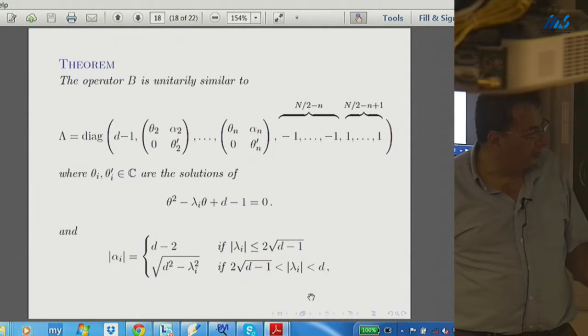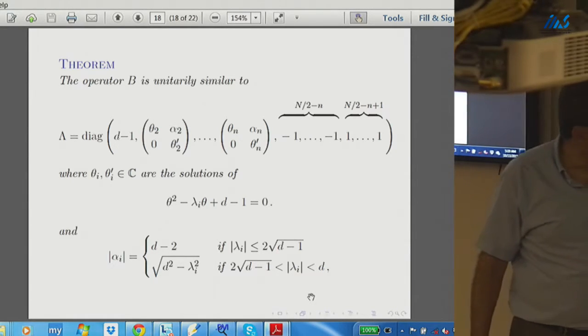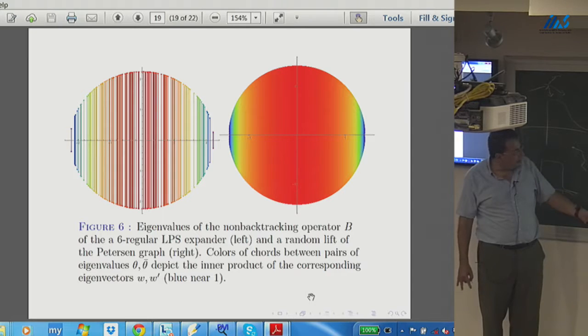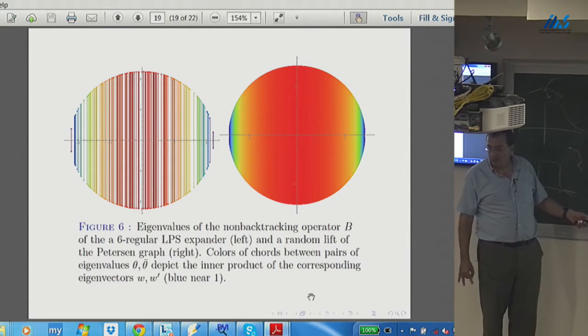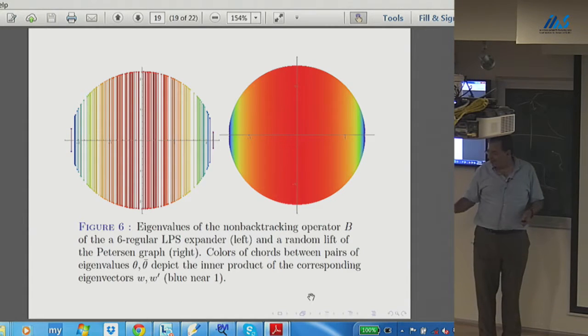One can also say what happens for other eigenvalues. This term is completely determined by the eigenvalue in general, and that allows an exact calculation with the non-backtracking matrix. So here's a picture indicating the pairs. The eigenvalues of the non-backtracking matrix come in conjugate pairs. For the Ramanujan case, the interesting ones are all on this circle of radius root d minus 1. Here they occur with high multiplicity in the LPS graph. On the right is a random lift, where the multiplicity is much smaller.